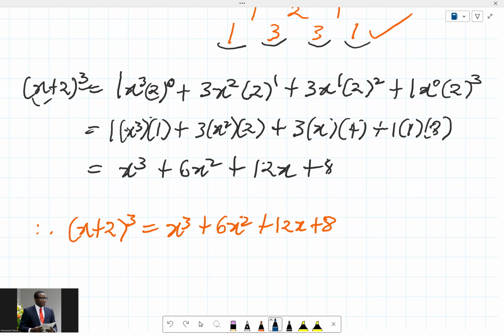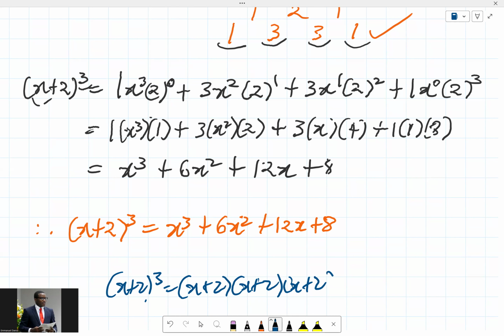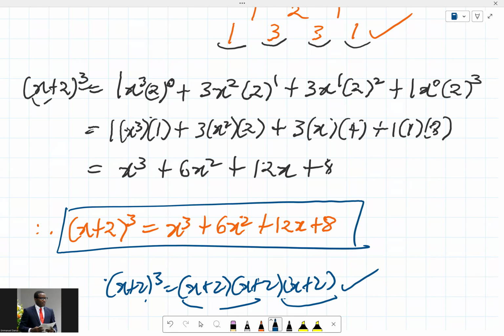Normally what you should have done is something like x plus 2 raised to power 3, and that will be x plus 2 into x plus 2 into x plus 2. And then you expand this, and then you later multiply by this, which is going to take a lot of time, okay? But you don't have to worry about that because you can easily use Pascal's triangle to get the coefficients and go your way, right?